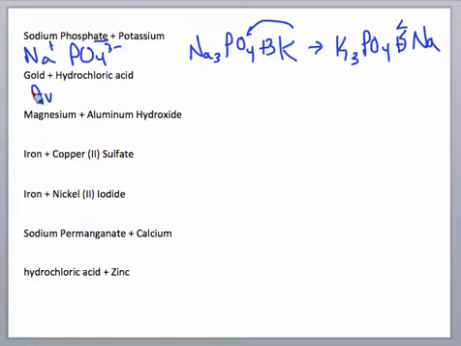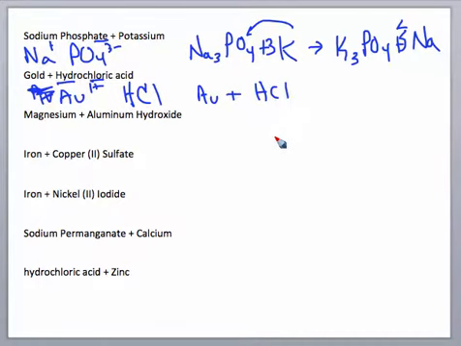Gold. Now gold is another one where I would have to give you the charge, and gold is 1 plus. Hydrochloric acid, so every time you see hydro it's H and one other element. So we have gold plus hydrochloric acid. Gold will form a compound with the Cl, and since we said gold was 1 plus, chloride is 1 minus, so when they crisscross, it's just that. And then we have hydrogen on its own, and since it's diatomic, we'll put the 2 there.